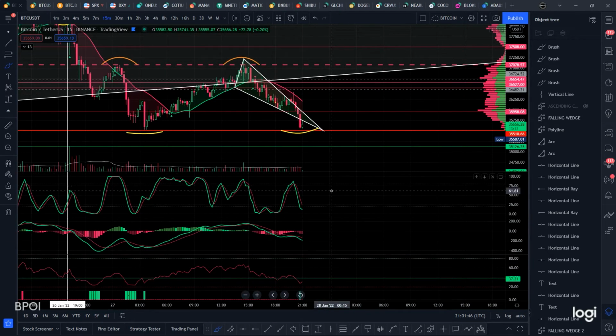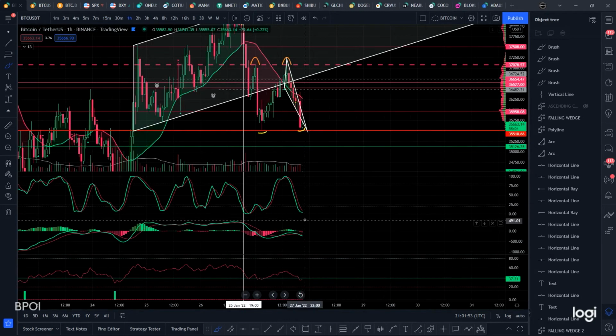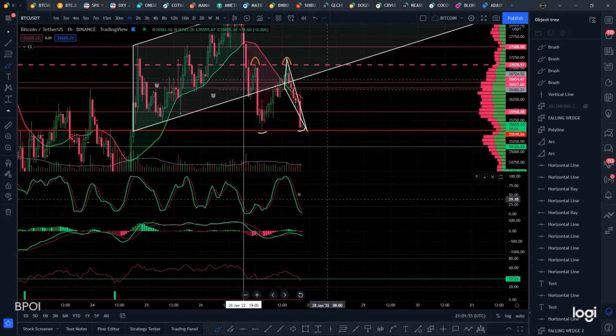Just have a look at the indicators. Okay, so 15 Stock RSI, potentially going to cross bullish and start moving up. Just have a look at the 1 hour time frame as well. So 1 hour finally oversold.